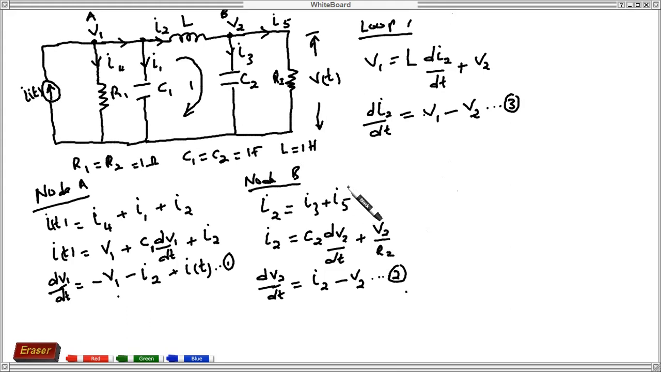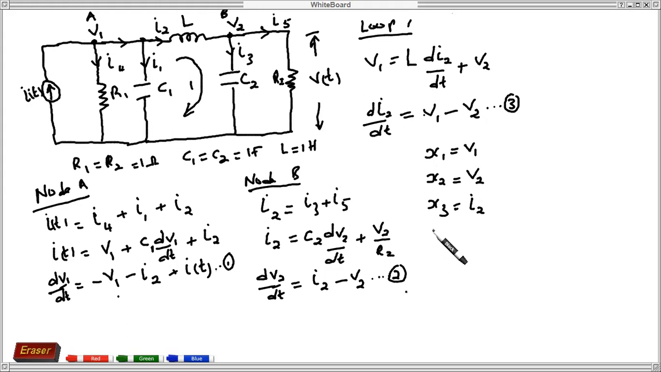From equations 1, 2, and 3, we can obtain the state equation by defining the states of the system as follows. So we choose X1 to be V1, the state X1 to be the voltage across capacitor C1. We define X2 to be the voltage across capacitor C2, which is V2, and define X3 to be the current through the inductor, which is I2.